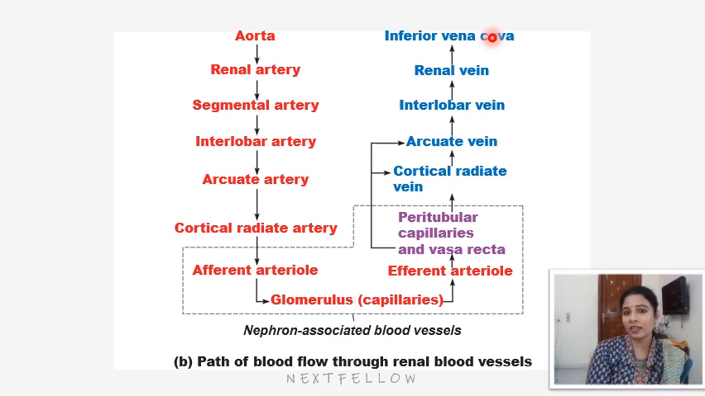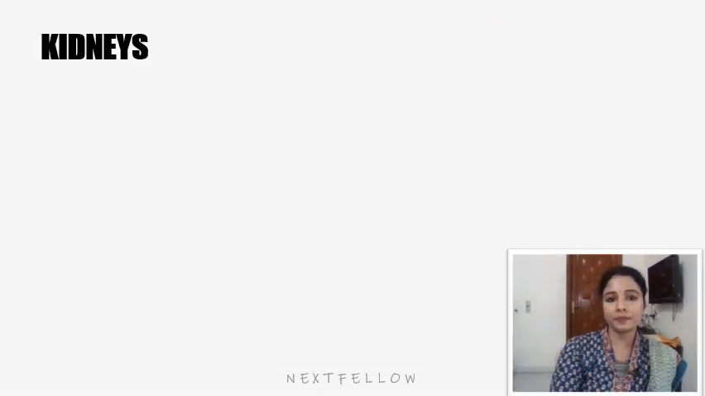Whereas on the left side, we have to note that the left gonadal vein enters the left renal vein from below, and the left suprarenal vein also enters the left renal vein, and the left inferior phrenic vein also enters the left renal vein. This point is to be noted.